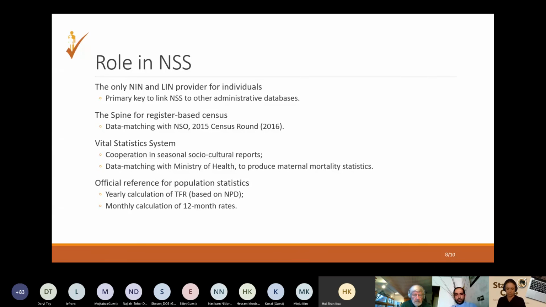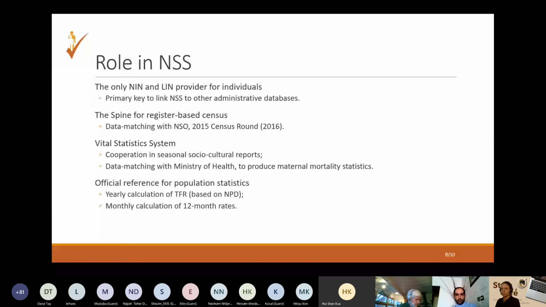As a vital statistics system, our role is a bit different. Cooperation in the design and production and providing data for the seasonal sociocultural reports, which are published by the NSO, and playing a role in data matching with the Ministry of Health to produce maternal mortality statistics are some major examples of our vital statistics system's role in the NSS. And as the official reference for population statistics, the organization, and accordingly my work at BMS, calculates TFR yearly based on NTD and monthly disseminates 12 rates for vital events.